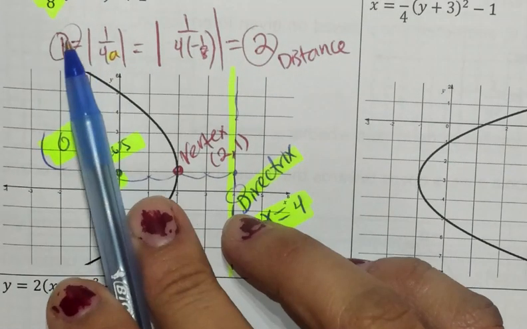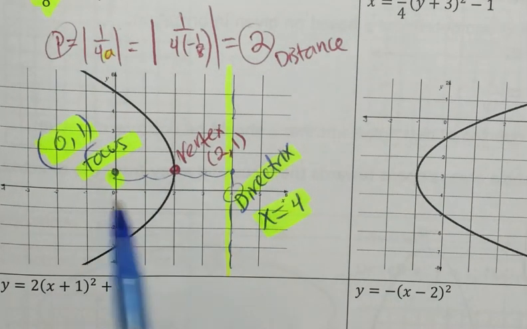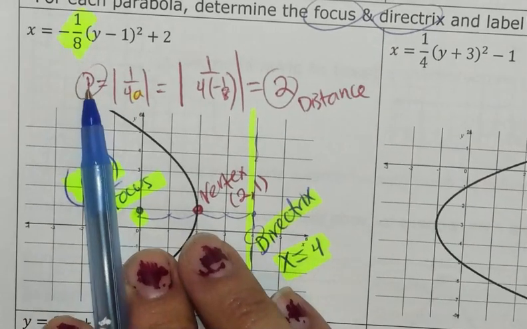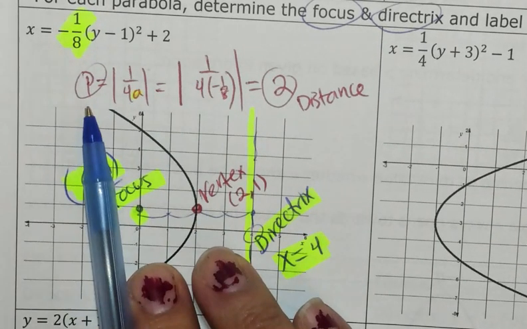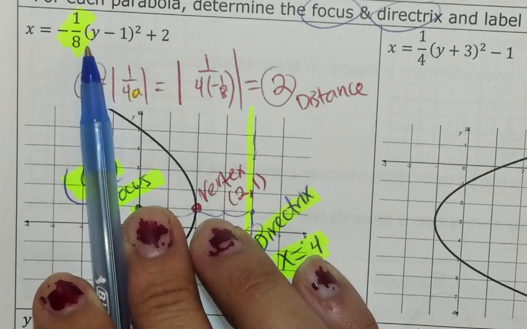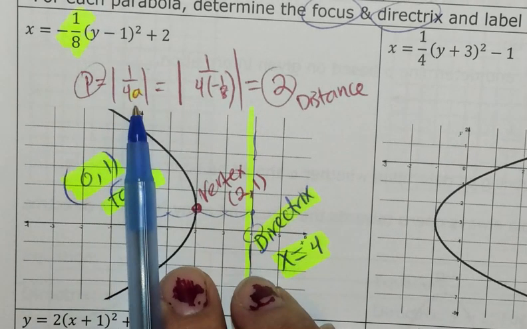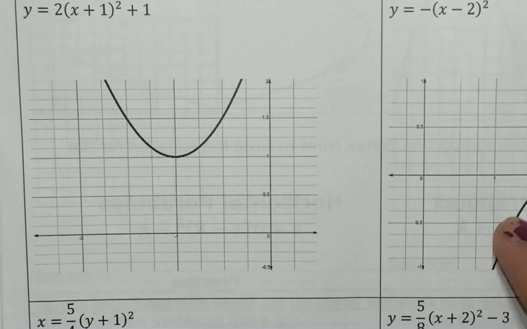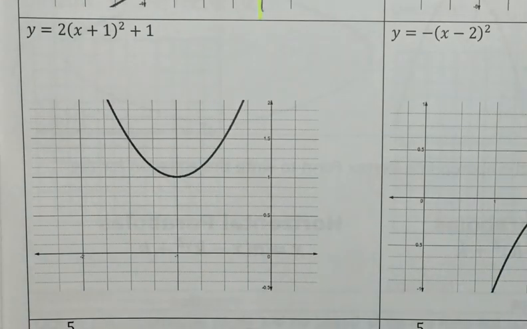So if you have the P and a vertex, you can easily find that. If you don't have the P but you have an equation, you can find the P with the A value of the equation using this formula. Okay, let's practice two more times.